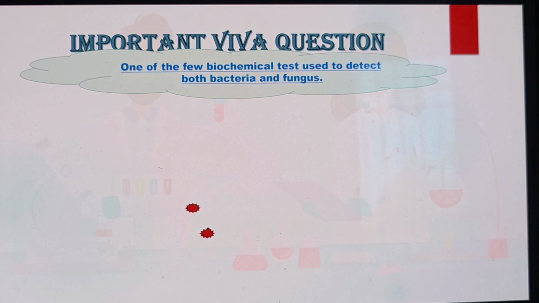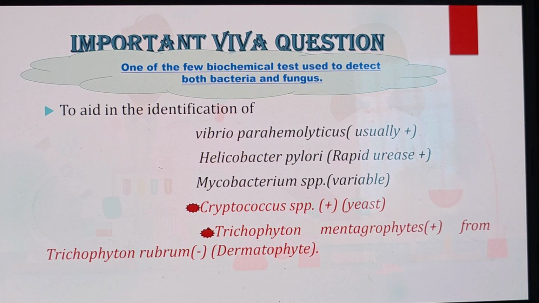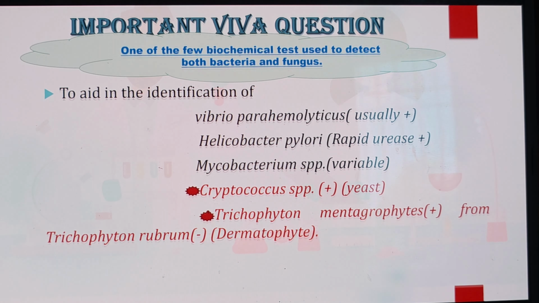Some important Viva questions. Urease test is one of the few biochemical tests used to detect both bacteria and fungus. It mainly helps in the identification of Vibrio parahaemolyticus, Helicobacter pylori, Mycobacterium species, and a few fungi like Cryptococcus species which show positive reactions, and Trichophyton mentagrophytes also shows positive reactions.